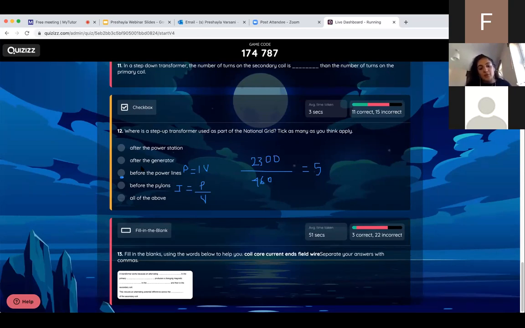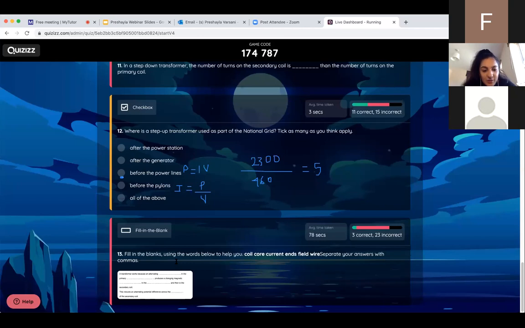So that one will be all of the above. They're all pretty much the same thing, just said in different ways. In an exam, you would have to say one of them. You would never have to say all four because they are just the same thing. So a step-up transformer is used after the power station or after the generator is what I would probably say.